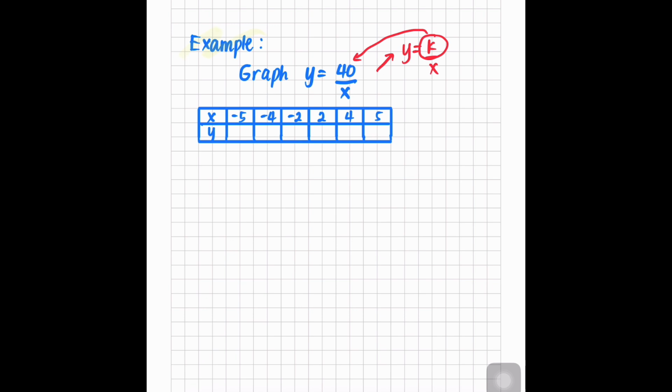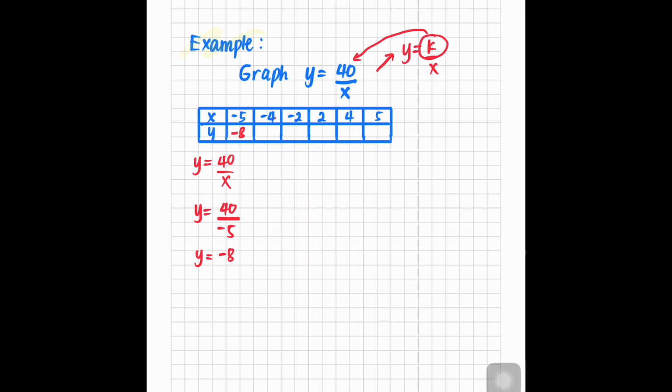Now, given the equation y equals 40 divided by x, if x is negative 5, we just simply plug in the negative 5 into the given equation. So we have y equals 40 divided by negative 5, which is equal to negative 8. So when x is negative 5, y is negative 8. We will do the same process for every given x value.